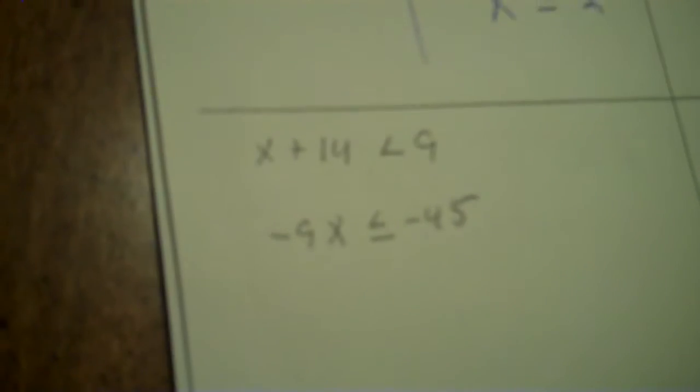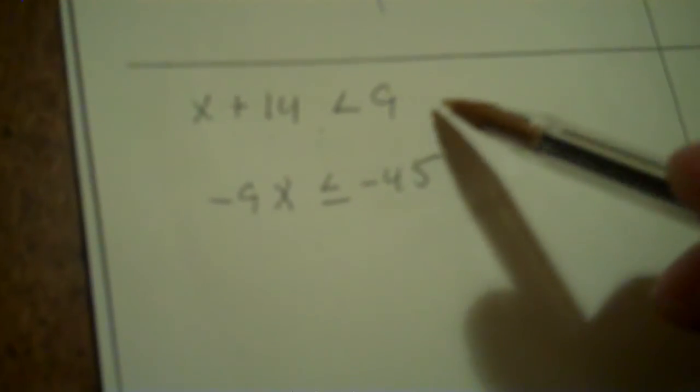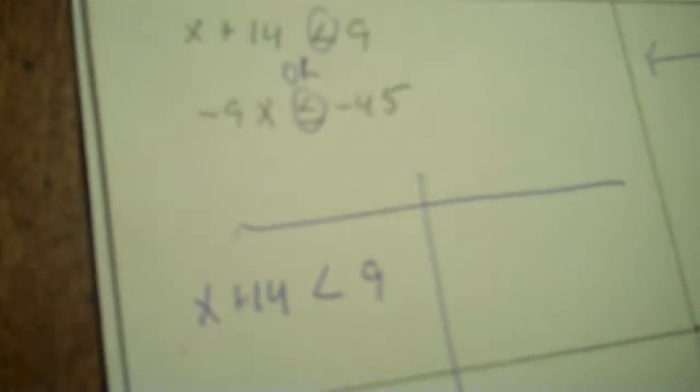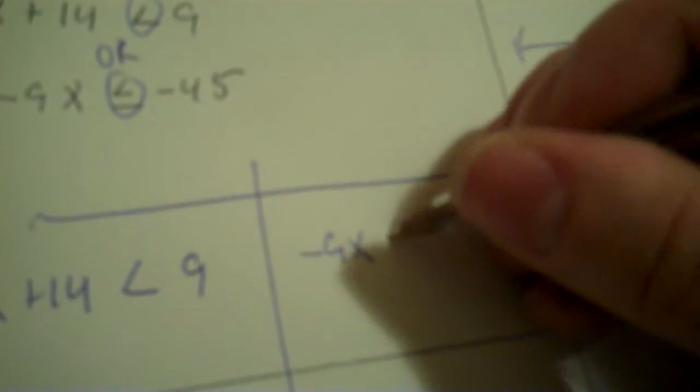All right, next one. X plus 14 less than 9, or negative 9x less than or equal to negative 45. So make my number line. And then again, we have these two different signs, so I make my table. And on one side, I put x plus 14 less than 9. And on the other side, you put negative 9x less than or equal to negative 45.